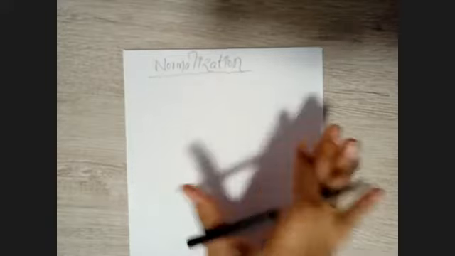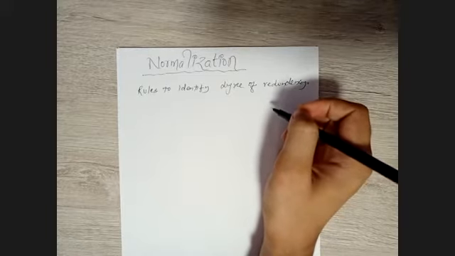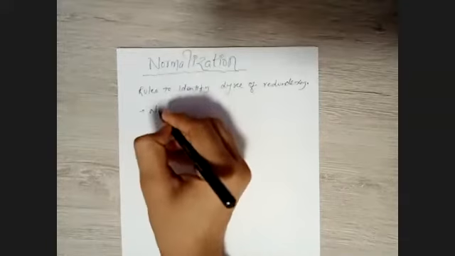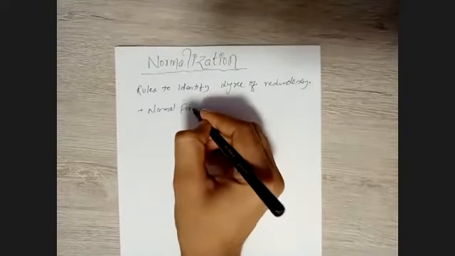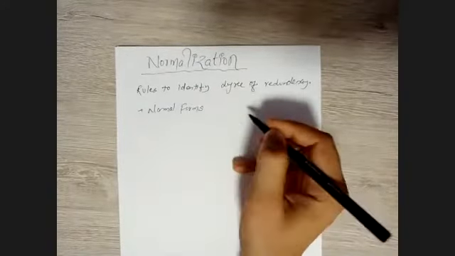Understand that in normalization, we have certain rules to identify the degree of redundancy. Basically, it is used to identify and eliminate the redundancy. Once we identify the redundancy, we can eliminate it. In normalization, we have several normal forms. Normalization is nothing but identifying the degree of redundancy.